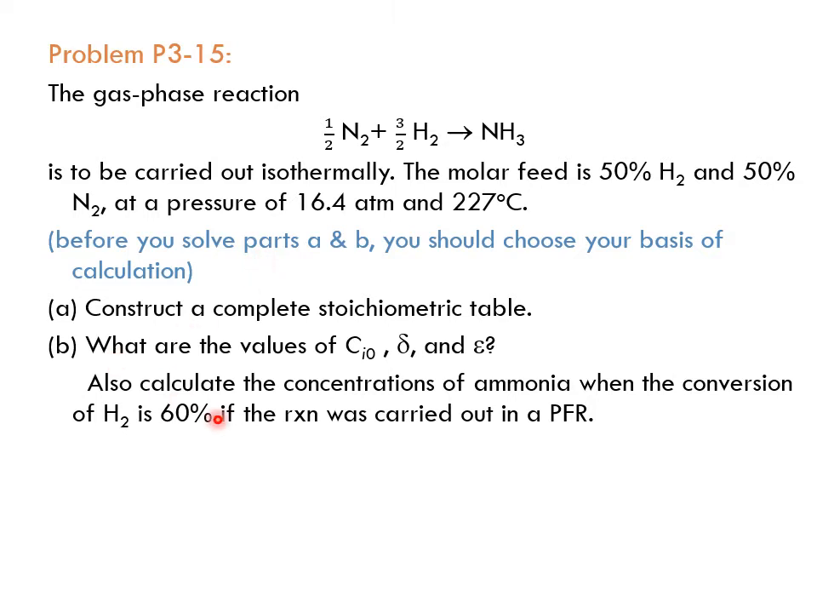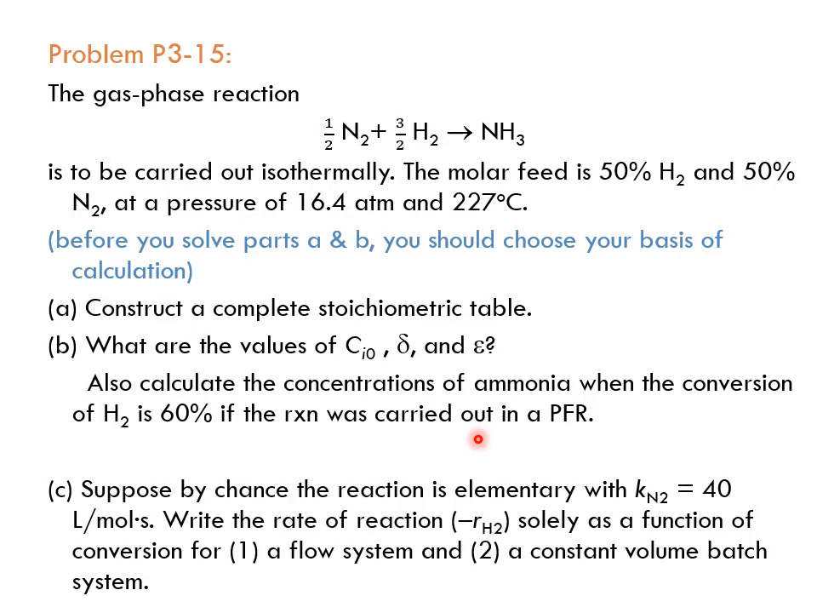Then you need to calculate the concentration of ammonia when the conversion of hydrogen is 60% if the reaction was carried out in a plug flow reactor. And part C, suppose by any chance the reaction is elementary with k_N2 equals 40 liters per mole per second. Write the rate of reaction, minus r_H2, solely as a function of conversion for that system.